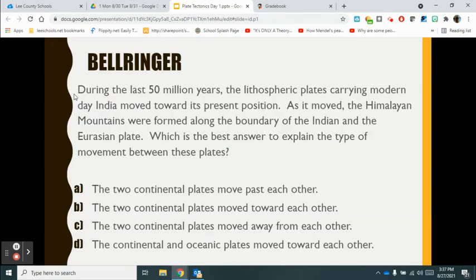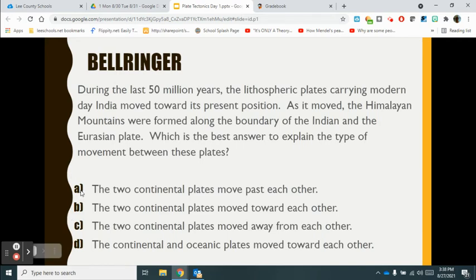Bellringer. During the last 50 million years, the lithospheric plates carrying modern-day India moved towards its present position. As it moved, the Himalayan mountains were formed along the boundary of the Indian and Eurasian plate. Which is the best answer to explain the type of movement between these plates?